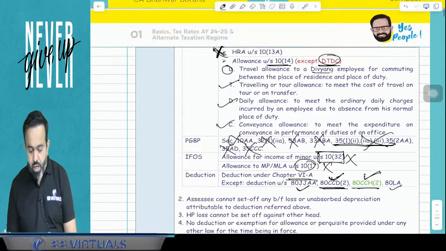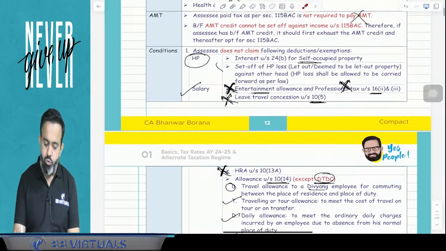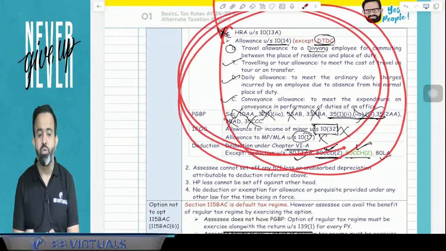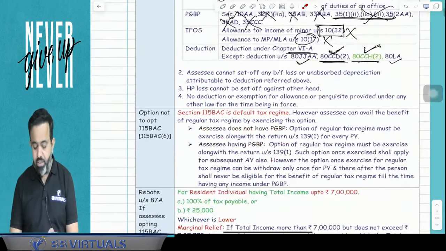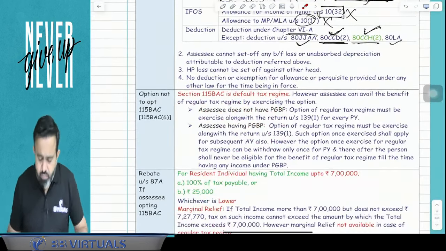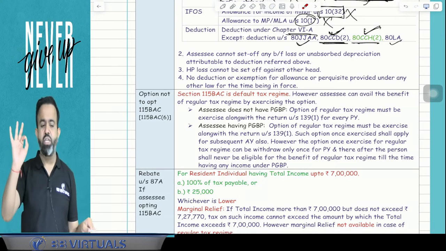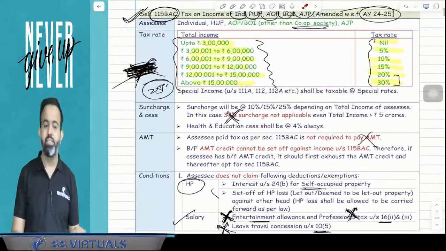Now one more point. The lawmaker says that if there are any brought forward losses or unabsorbed depreciation due to all these sections, then it is not allowed to be set off and carried forward. Now guys, there is one interesting case here. An interesting case is, from this year, this section is the default taxation regime. Means 115BAC is the default taxation regime.